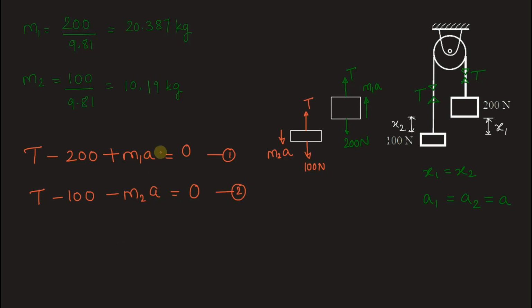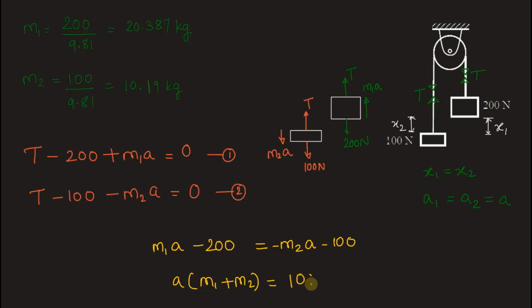We can equate 1 and 2 because both are equal to 0. If we equate them, T gets cancelled from both sides. And finally we get M1A minus 200 is equal to minus M2A minus 100. Rearranging this equation, we have A into M1 plus M2 is equal to 200 going to the right hand side becomes positive, 200 minus 100 becomes 100.